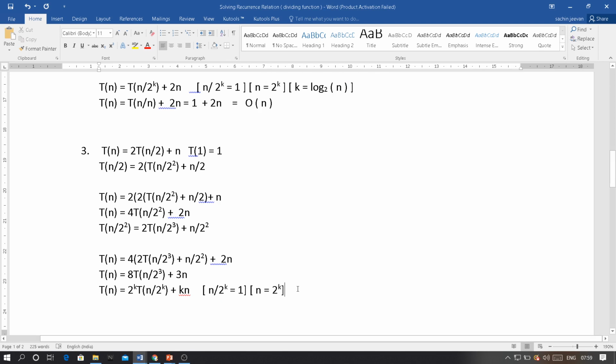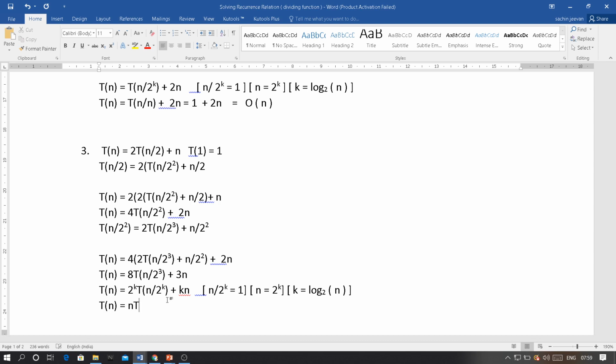So when n is equal to 2 power k, already I have told you what will be the value of k. k will be equal to log base 2 of n. So using these values, we will just substitute here. So T of n is equal to, what is 2 power k? 2 power k can be taken as n.